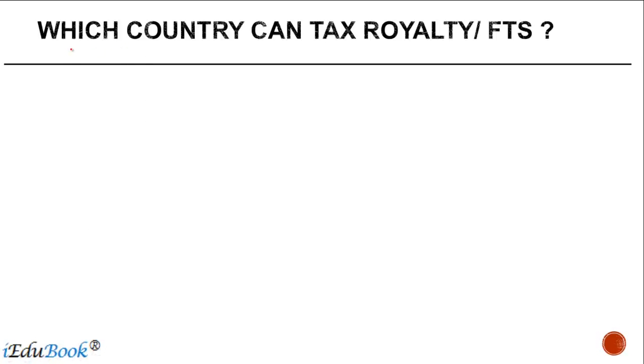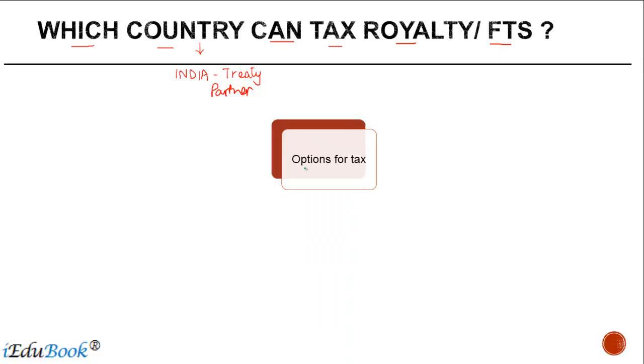Let's now see which country, and when I say country, we are talking about either India or the treaty partner, can tax royalty or FTS. Now, the options, or actually the alternatives for tax, could be fourfold. In fact, there are only three of them. The fourth is a situation which might be dealt with in a different article, but still, for the sake of completeness, we've discussed that as well over here.